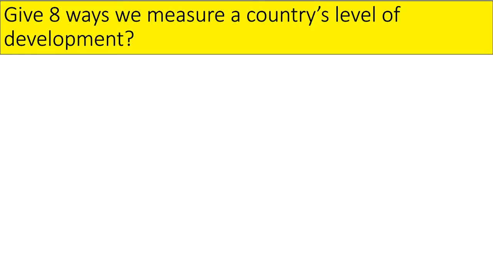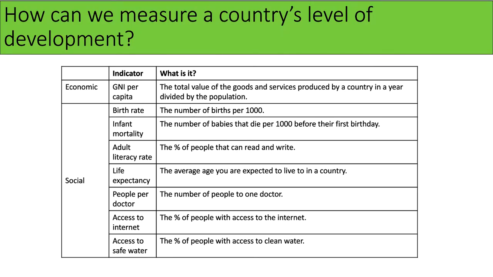Right, so we're thinking about how we measure a country's level of development. In your books, pause the video and write down as many ways that you can think of measuring a country's level of development. We're looking to get 8. Off you go. Check what you got against the answers on the board. Pause the video as you do that.